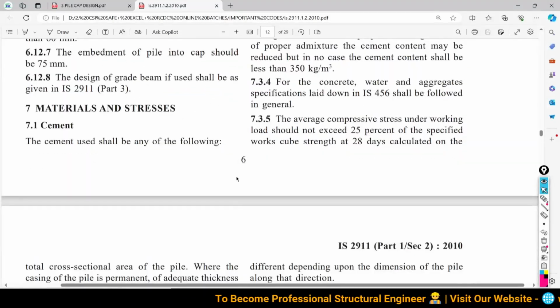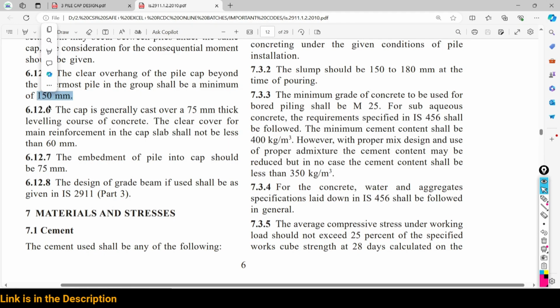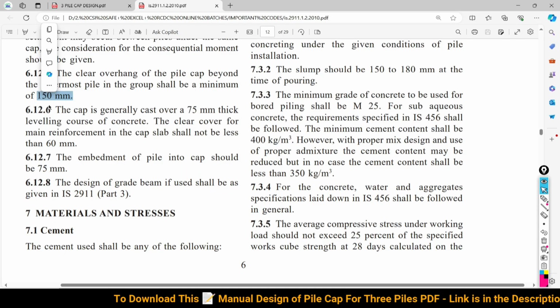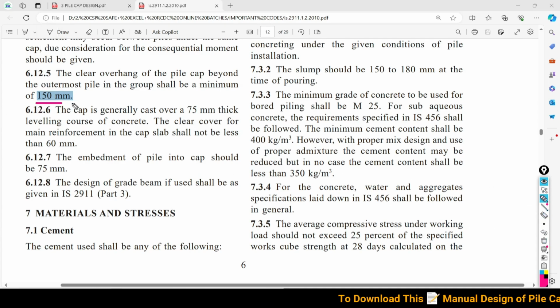If you look at page number 6, here 6.12.5: the clear overhang of the pile cap beyond the outermost of the pile in the group shall be a minimum of 150 mm. So if you are going to design any kind of pile cap, with any number of piles, the clear edge distance, meaning from the face of the pile up to the edge of the pile cap, the minimum distance you have to maintain is 150 mm. You can take more than this, but you are not allowed to take less than this. Try to understand.